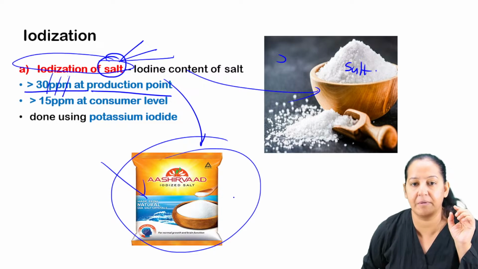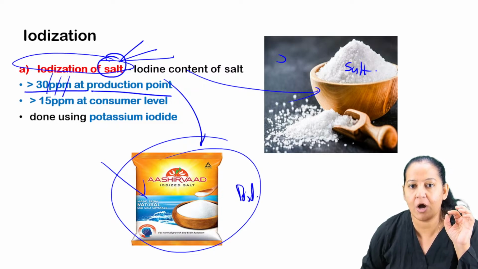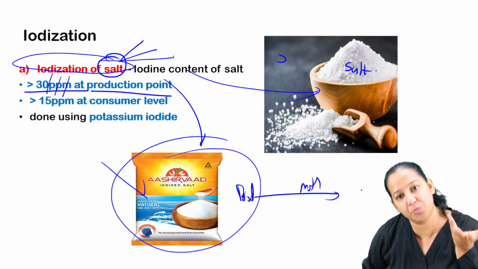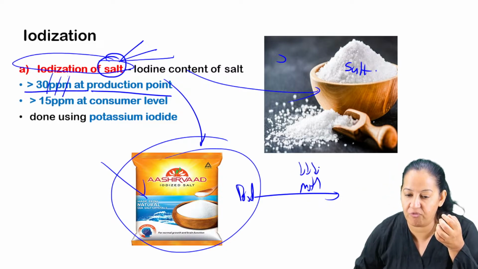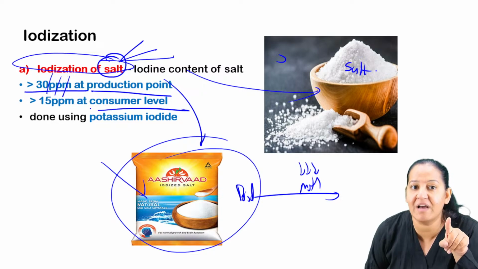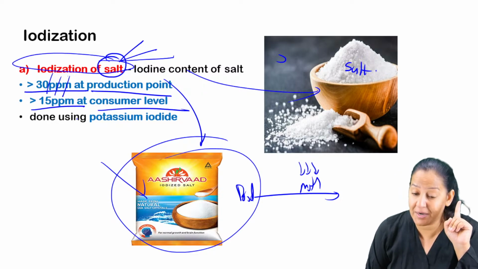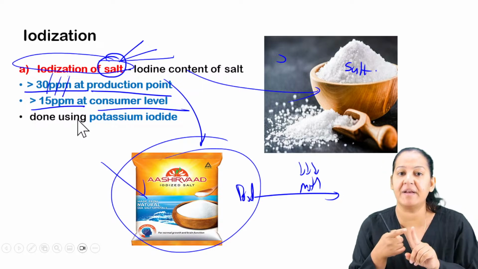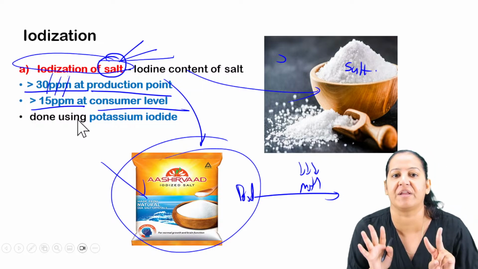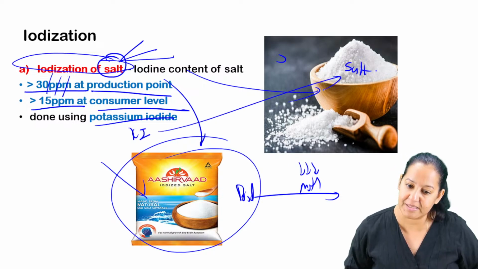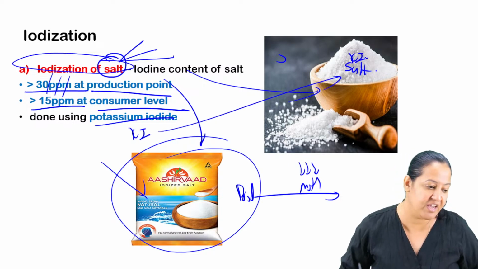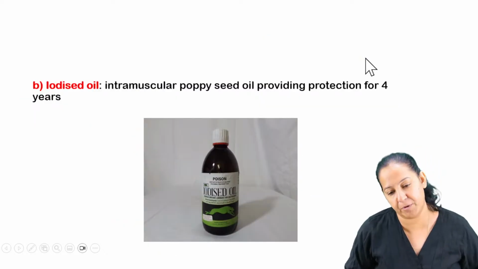After that, suppose the production is done. Now after many months, some consumer has taken it and is utilizing it. So during these months, the iodine concentration will fall. So at the consumer level, it should be at least 15 ppm. So at the point of production, it should be 30 ppm, and at the point of the consumer, it should be at least 15 ppm, and it should be mixed in the form of potassium iodide. We are fortifying the salt in the form of potassium iodide.